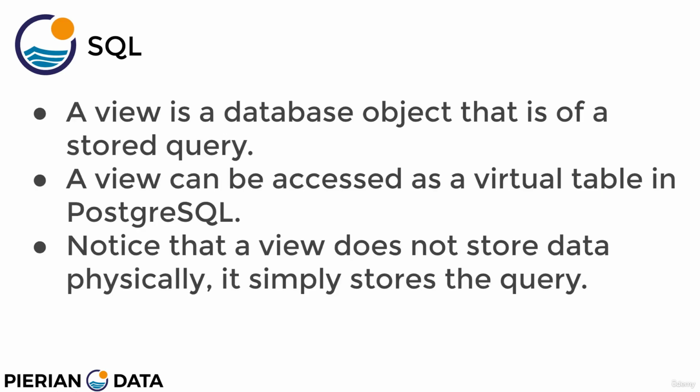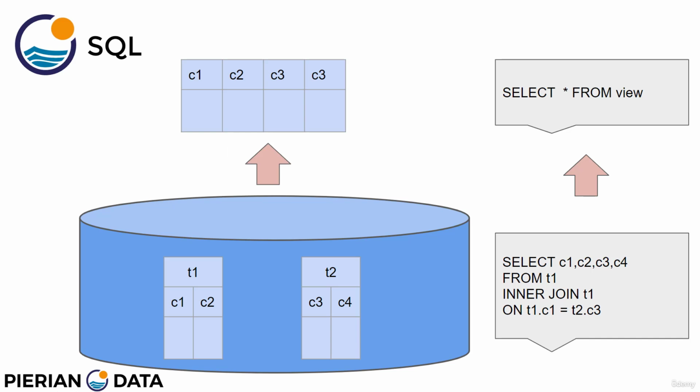So what a view is, it's a database object that is essentially just a stored query. A view can be accessed as a virtual table in PostgreSQL. The reason I call it a virtual table is that the view is not actually storing that data physically in another part. Instead, it's simply storing the query in a way that allows you to easily execute that query as if you were just selecting from an already existing table. So it essentially transforms a complex query that you're going to use over and over again, so you just call it as if it was some table. So we'll select it from the view.